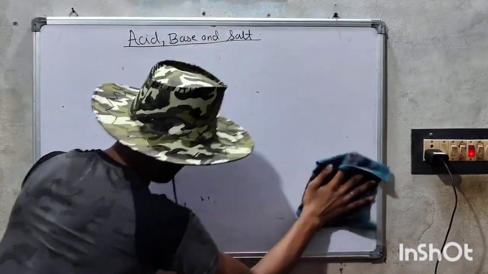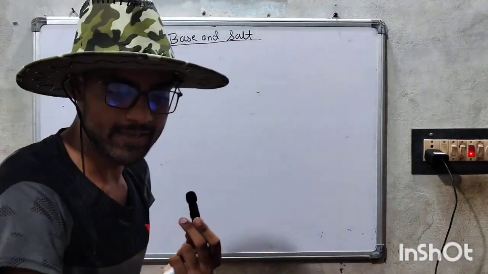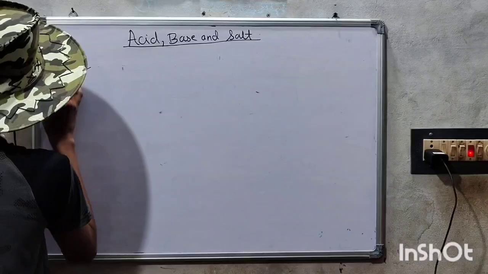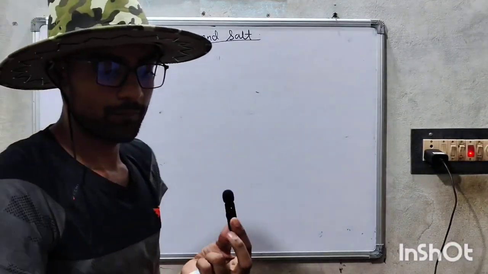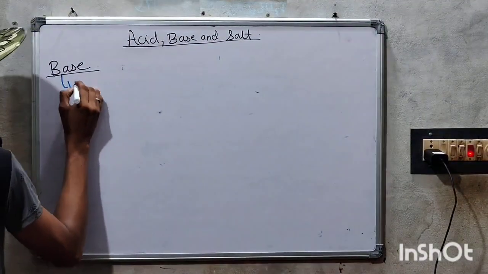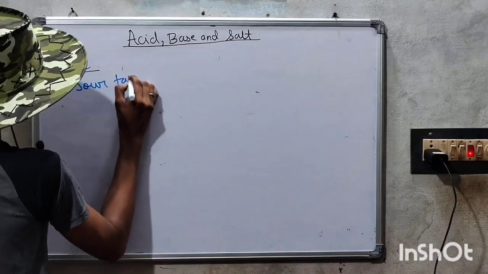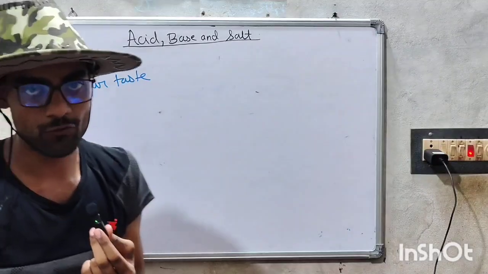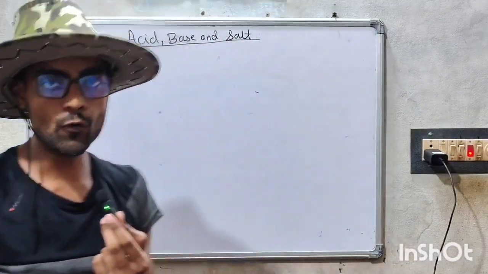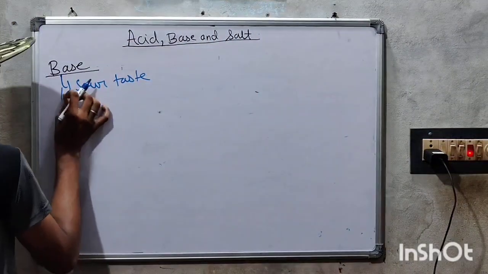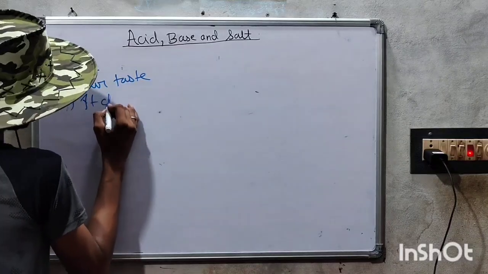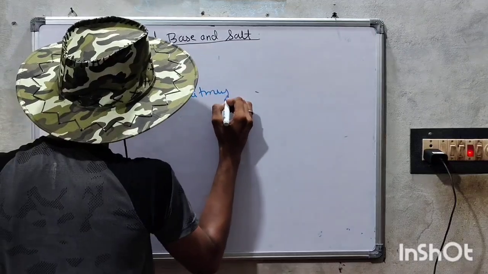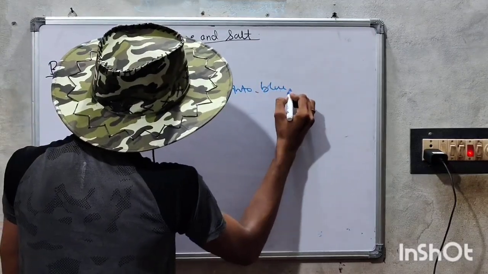So now we are going to discuss the base. Base is bitter in taste. Base is a bad conductor of electricity because in it no free ions are there, and it changes red litmus paper into blue litmus paper.